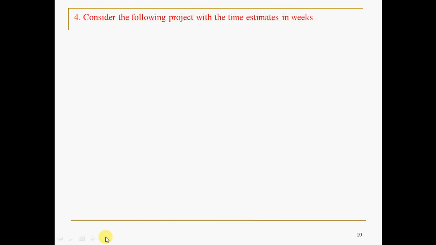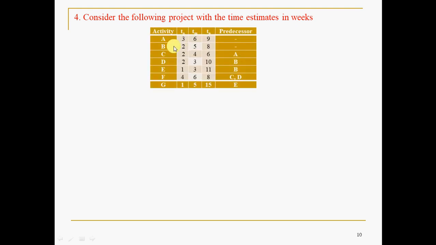Now consider the following project with the time estimates given in weeks. There are activities from A to G, whose time estimates TO, TM and TP are given in weeks. Predecessor is given. What is the meaning of this? There is no activity before A and before B. Simultaneously A and B are starting. If it is blank, there is no predecessor activity for it.